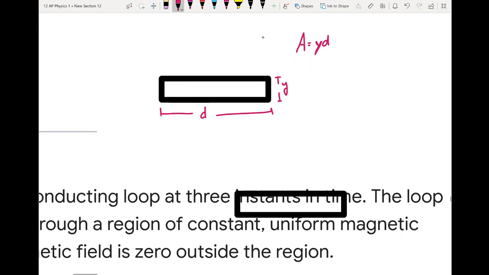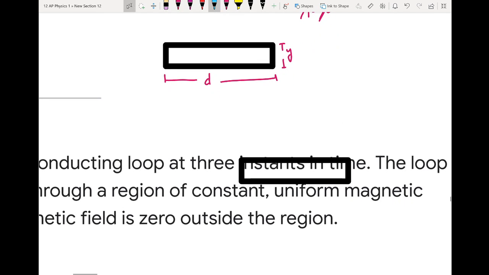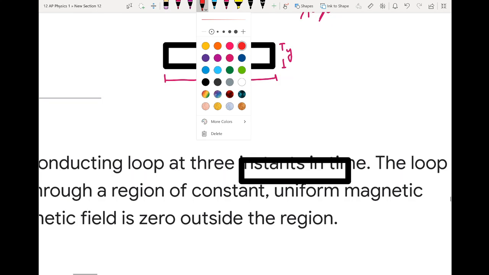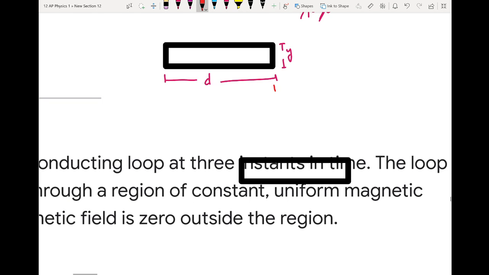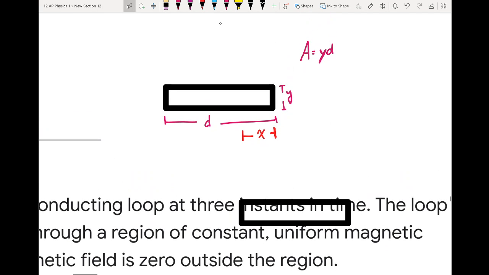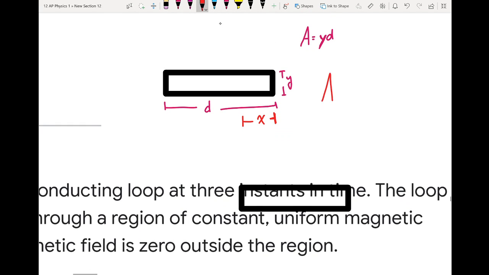But what we really care about in this situation is the amount of area that's actually within our magnetic field. I'm going to call the distance along the x-axis some distance x. So the effective area, the area that's inside the magnetic field, I'll call A sub B. It's going to be x times y.